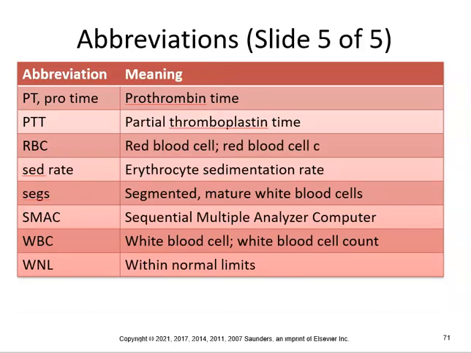PT, pro time, you should know that, prothrombin time; and PTT, partial thromboplastin time. Again, these are usually taken for patients that are on blood thinners, and a certain time is indicated in the chart. RBC, red blood cells; SED rate, erythrocyte sedimentation rate; WBC, white blood cell; and WNL is within normal limits. So you'll see WNL used a lot, so you should definitely know that. All right, a lot of stuff with the blood.